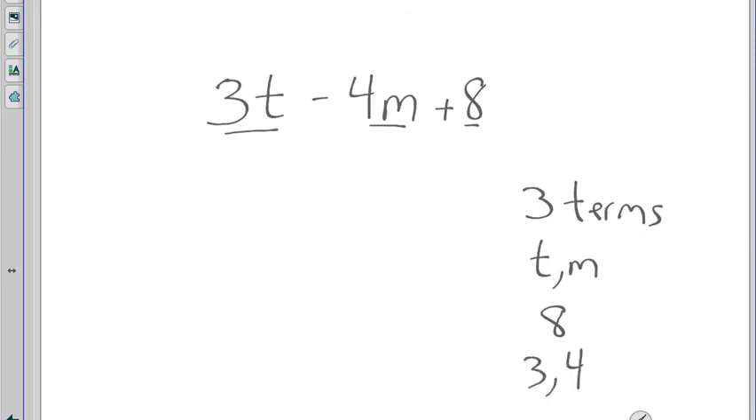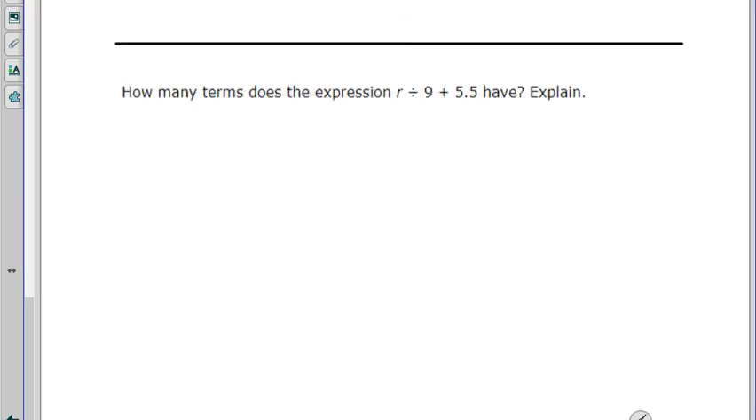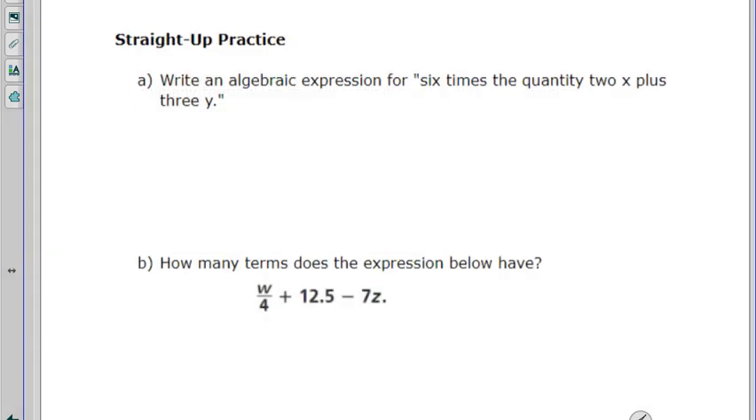All right, here's one for you to try. How many terms does the expression r divided by 9 plus 5 and 5/10 have? How do you know? Go ahead and tell us, and we'll talk about it in class. All righty then, how about some straight up practice? For A, it says write an algebraic expression for 6 times the quantity 2x plus 3y. Lots of pieces there. So think about that, break it down. 6 times. 6 times what? The quantity 2x plus 3y. All right, give it a shot.